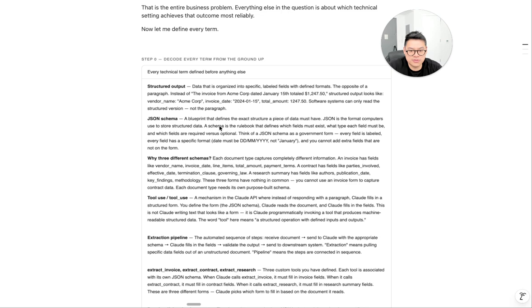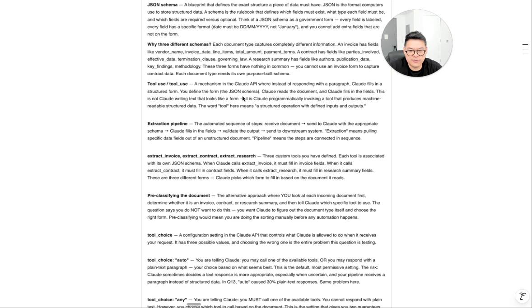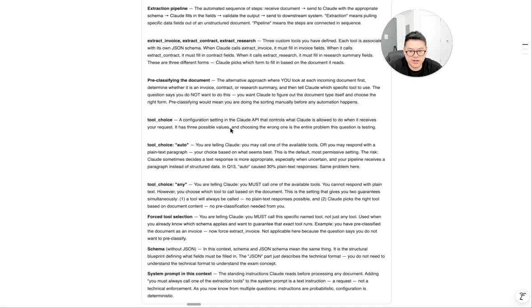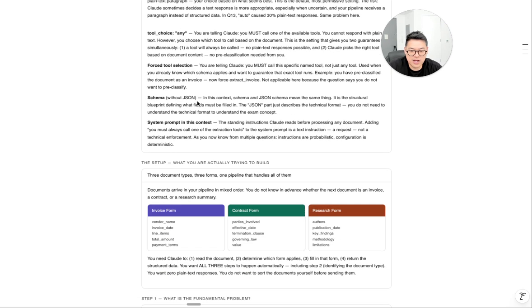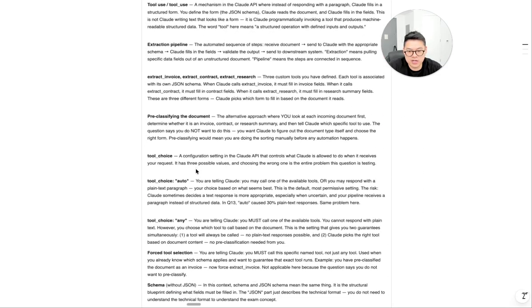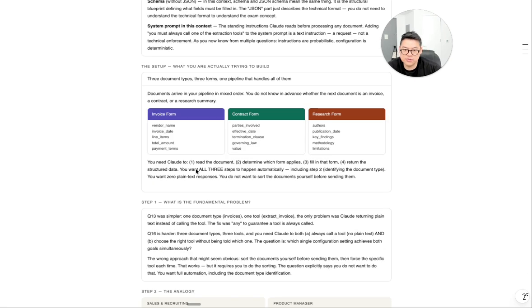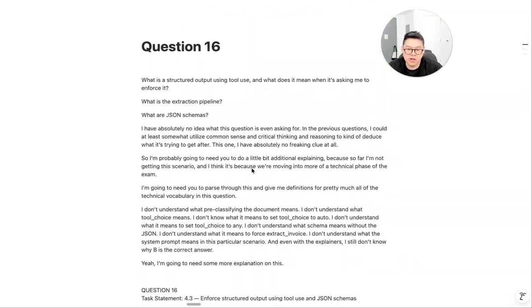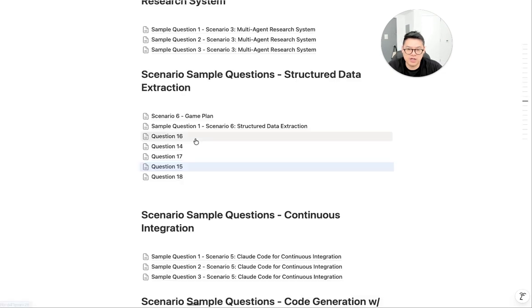But structured, now that I've broken it down, why are there three different schemas? Tool use, extraction pipeline, extract invoice, pre-classifying the document. Tool choice is a configuration setting in the Claude API that controls what Claude is allowed to do when it receives a request. Okay, all right. Now that I have it in relation to the question, I have a better understanding of how this is actually going to be used. Three types of documents. Okay, good. Now I'm actually ready for the next one.